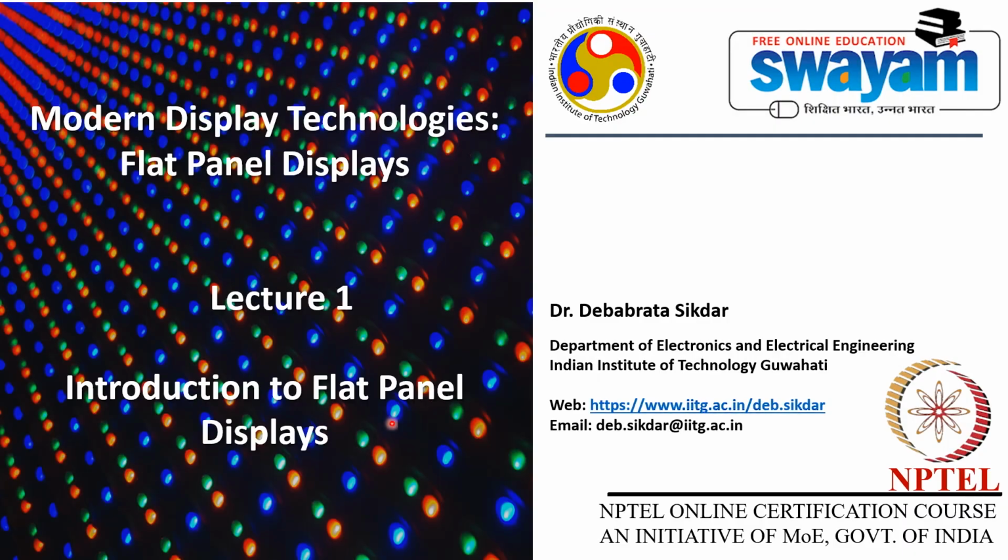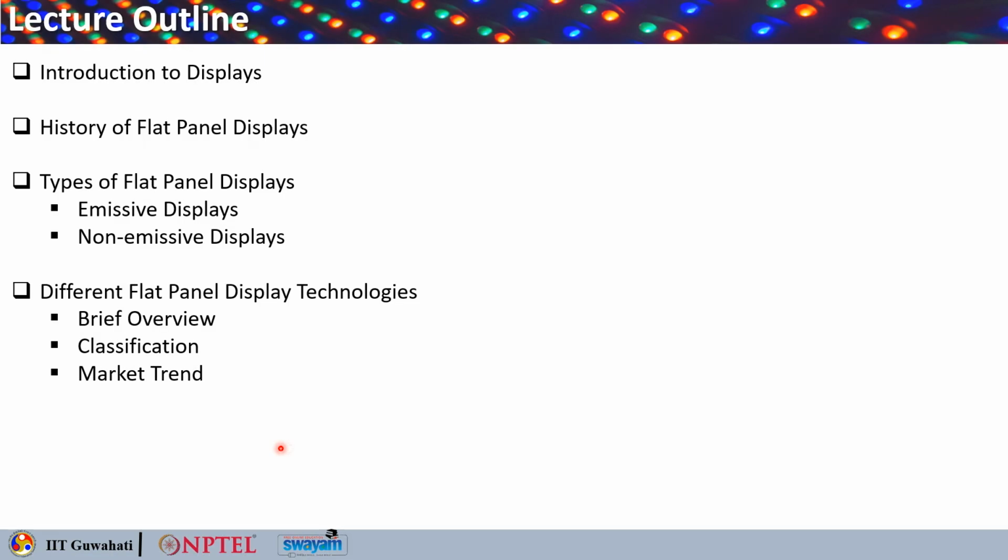So this is the first lecture where we will be discussing about flat panel displays. So here is the lecture outline. We will have a brief introduction to displays. We will talk about the history of flat panel displays, and then we will look into the two types of flat panel displays, the emissive displays and the non-emissive displays. And then we will also briefly look into different flat panel display technologies which are dominating the market right now. How do you classify them into different buckets, and then what is the market trend? Why one should learn about this display technologies.